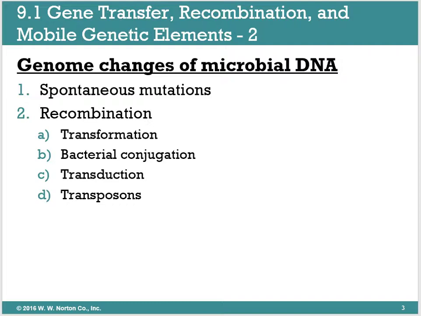And we constantly have mutations in our genome, but most of the time it's taken care of, so it's not a big deal. Another way is called recombination, and there are 4 different types of recombination that we're going to talk about: transformation, bacterial conjugation, which we've already dabbled a little bit with, transduction, and transposons. We're going to start with transformation.